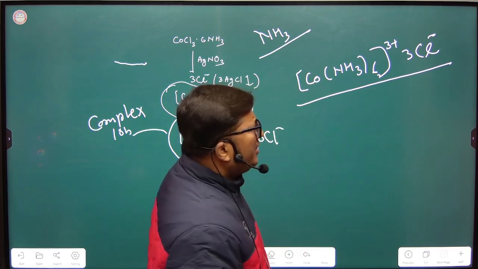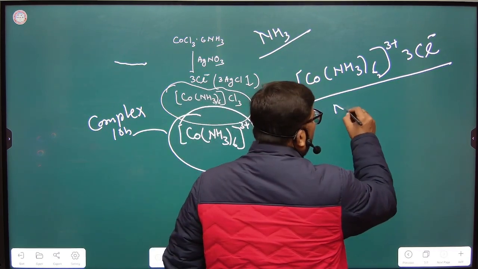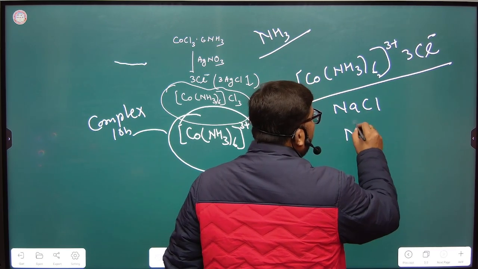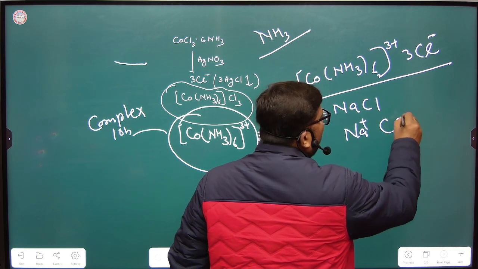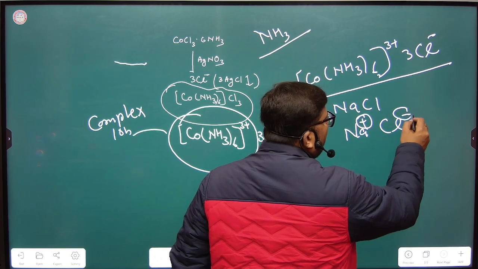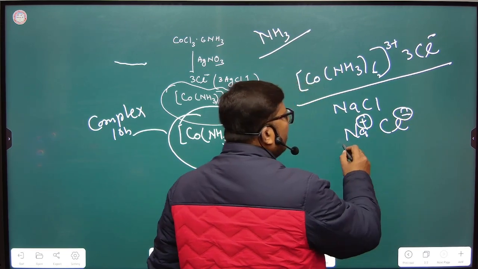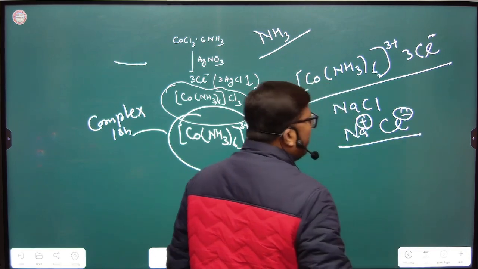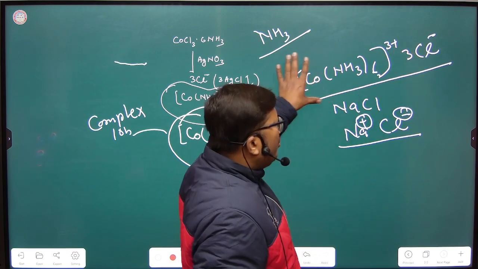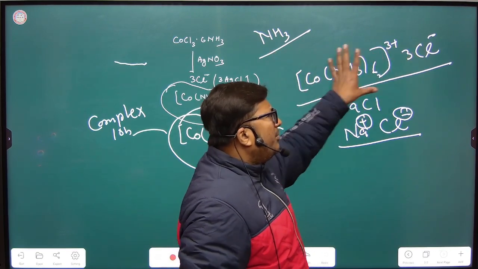It looks like NaCl. In NaCl, there is Na+ and Cl−, so the 1 plus charge is satisfied by the 1 negative charge on the chloride. So it is a general salt or normal salt. Whereas this is a coordination salt or complex salt.